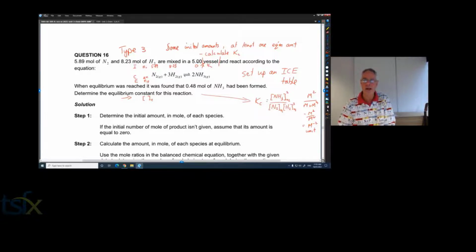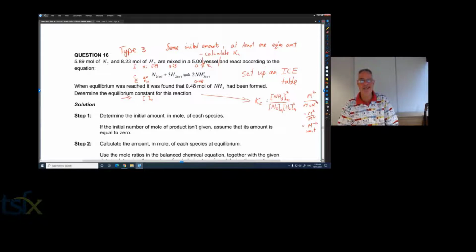Read on. They react according to that equation. When equilibrium was reached, it's found that 0.48 mole of NH3 had been formed. Okay, so my mole of NH3 at equilibrium is 0.48. That's where the data goes. Right, read the question carefully, put the data in.